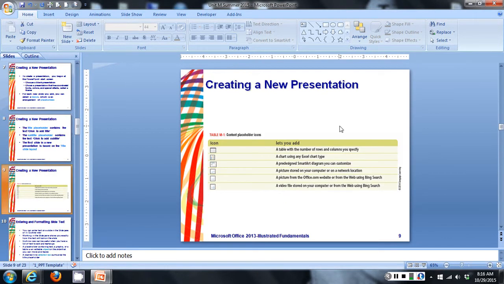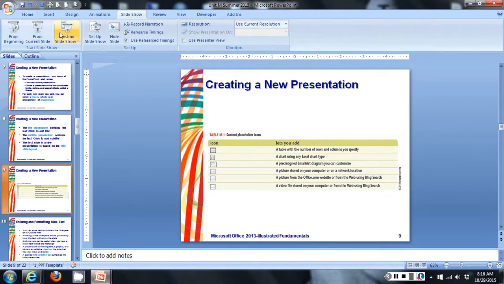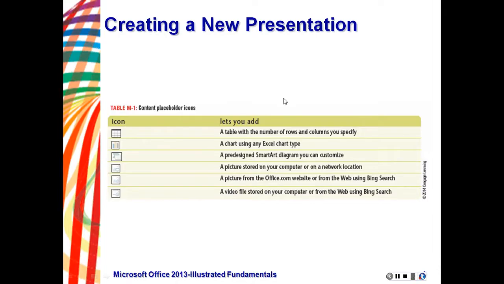All right, let's see. Creating a new presentation. And let's go into slideshow mode so we can look at this a little bit easier. You have several icons on your content placeholder. This is in the content box that I was demonstrating a few minutes ago. You have the table icon that will allow you to add a table with the number of rows that you specify. You have a chart icon which will allow you to use any Excel chart type.